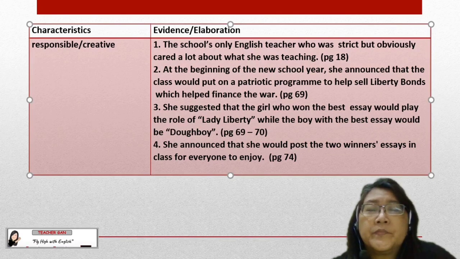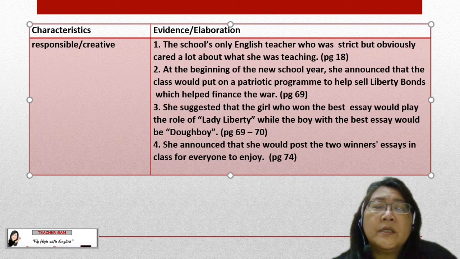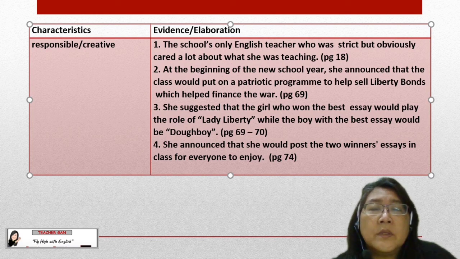3. She suggested that the girl who won the best essay would play the role of Lady Liberty, while the boy with the best essay would be Doughboy. 4. She announced that she would post the two winners' essays in class for everyone to enjoy.